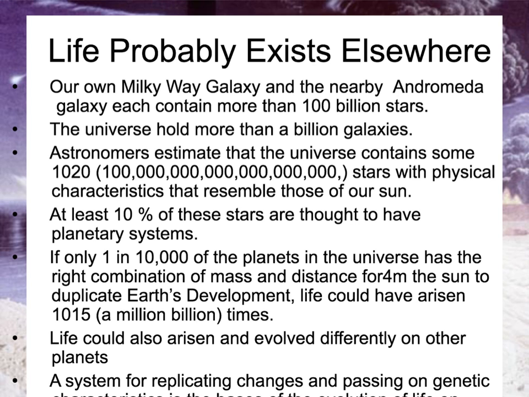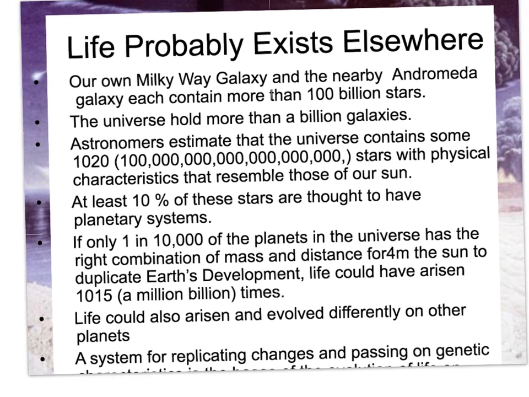So therefore, if only 1 out of 10,000 of those planets in the universe have the right combination of mass, distance from the sun, all of those types of things. Okay? So in other words, if just 1 out of 10,000 planets have similar situations, have the same sun as ours, how many times could life start? 10 to the 15, or 1,000,000 billion times life could exist. So the question is, are we that lucky on Earth that we're 1 in 1,000,000 billion? Or did life probably exist somewhere else in some capacity?